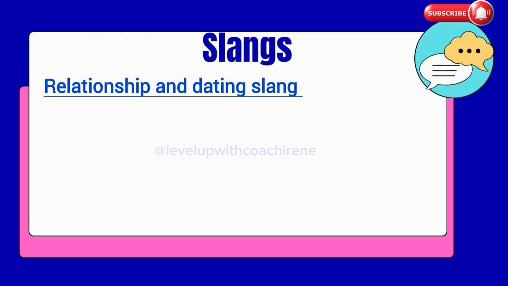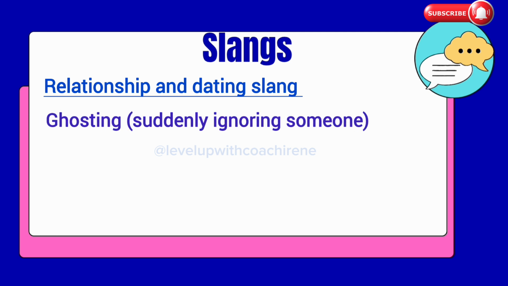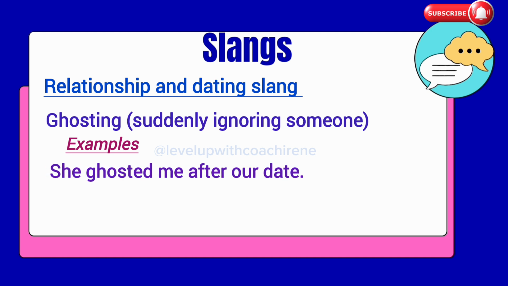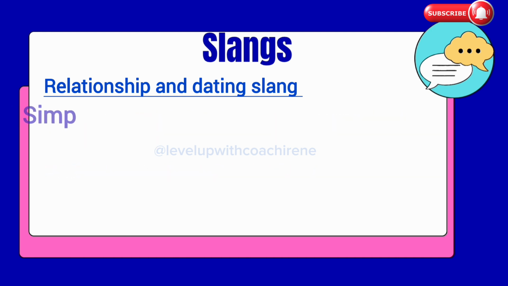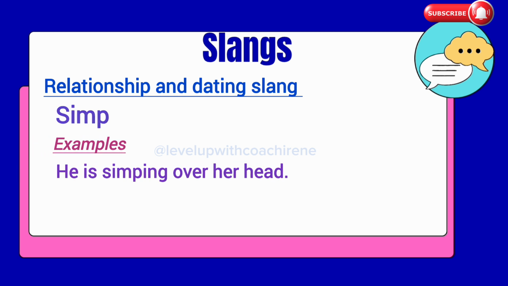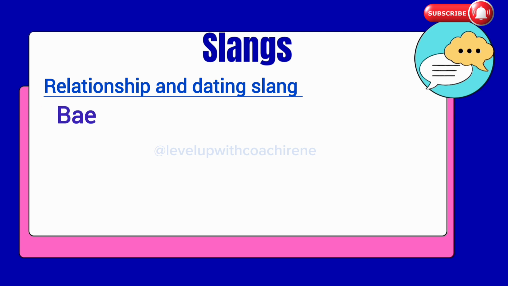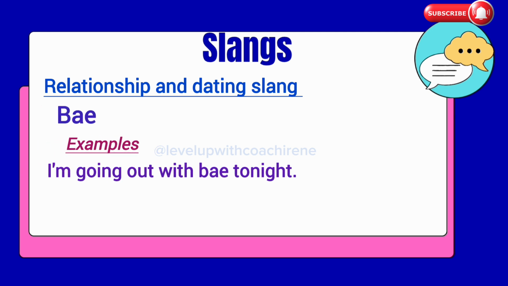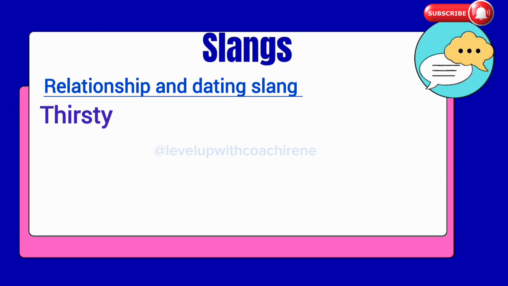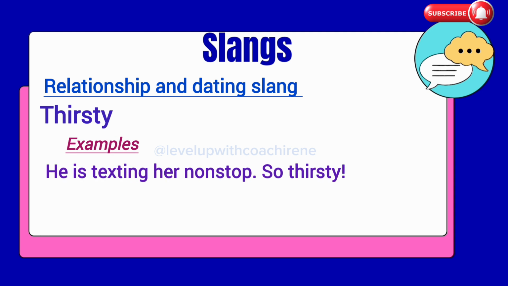We also have relationship and dating slang. For example, ghosting, meaning suddenly ignoring someone. For example, she ghosted me after our date. Simp, meaning someone overly attentive to a crush. For example, he's simping over her. Bae, significant other. For example, I'm going out with Bae tonight. Thirsty, desperate for attention or affection. For example, he's texting her non-stop.